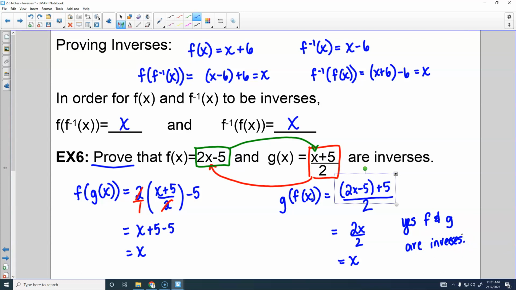Because we've shown if we do f of g of x, it undoes what was done, and we just end up with the x that we plugged in in the first place, right? So this is what I'm looking for.